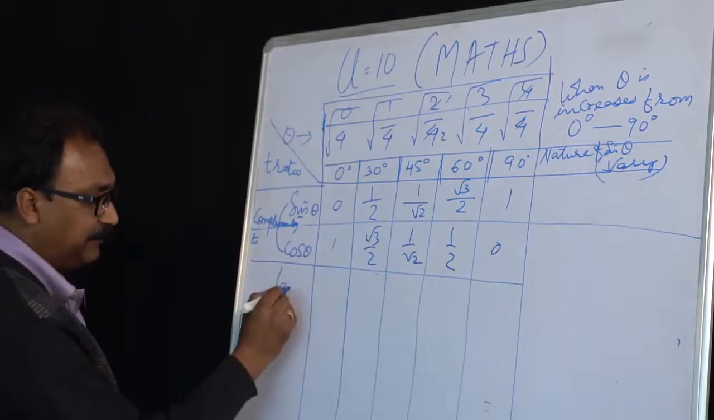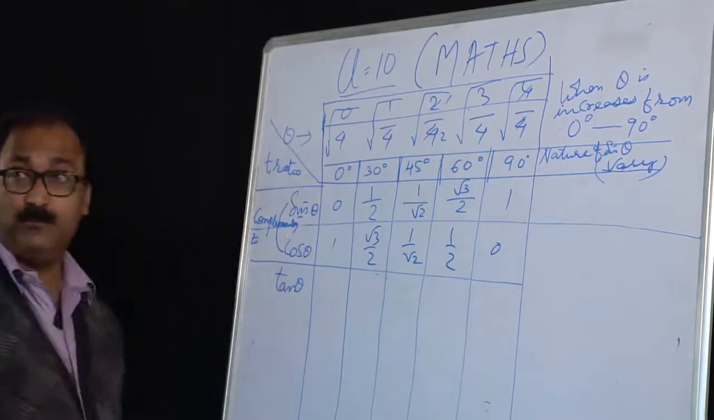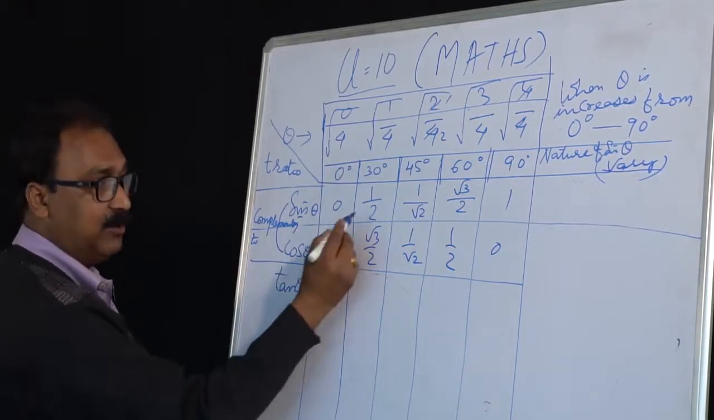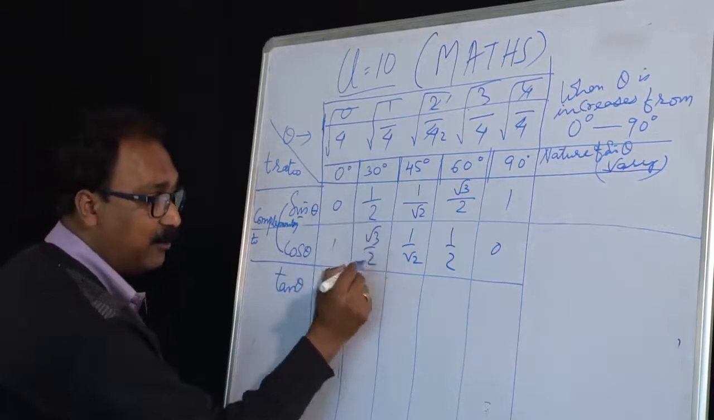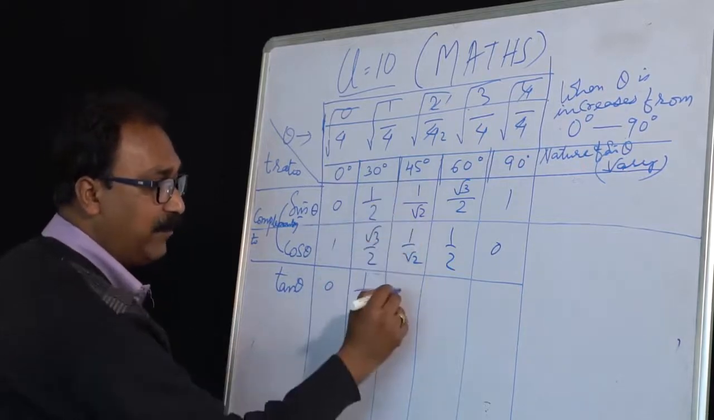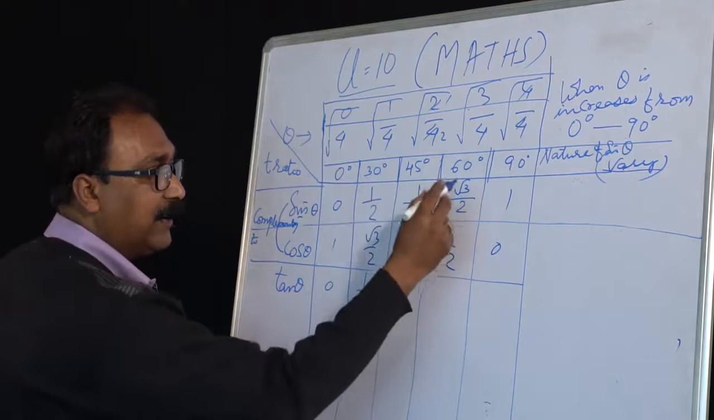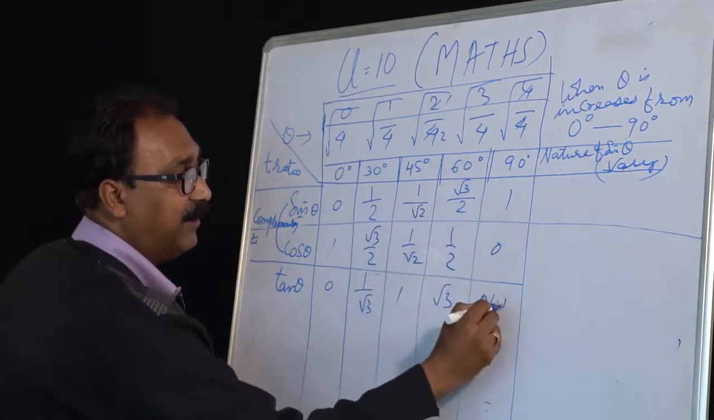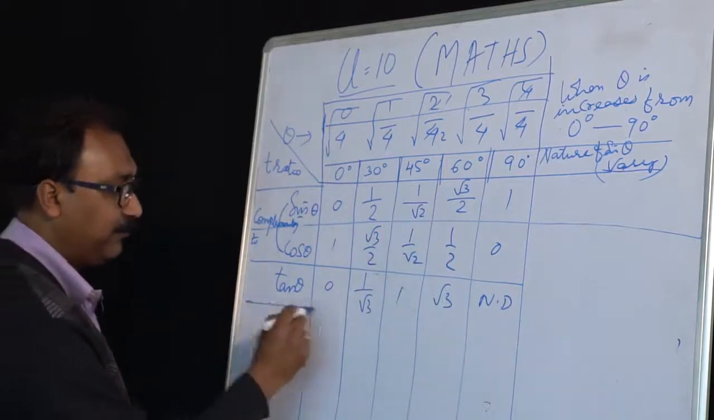Then tan theta. Tan, to solve, the formula is sin by cos. So 0 by 1, 0. This by this, see, 2, 2 cancel, 1 by root 3. Root 2 cancels, 1 by 1, 1. 2 cancel, root 3 by 1, root 3. 1 by 0, not defined, because you already know.